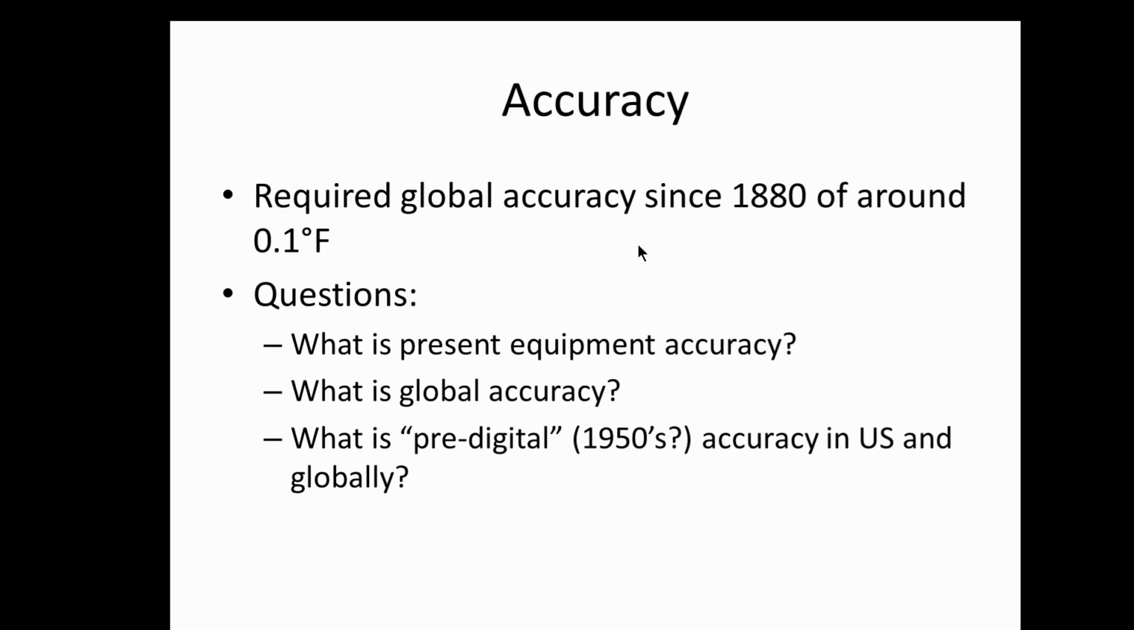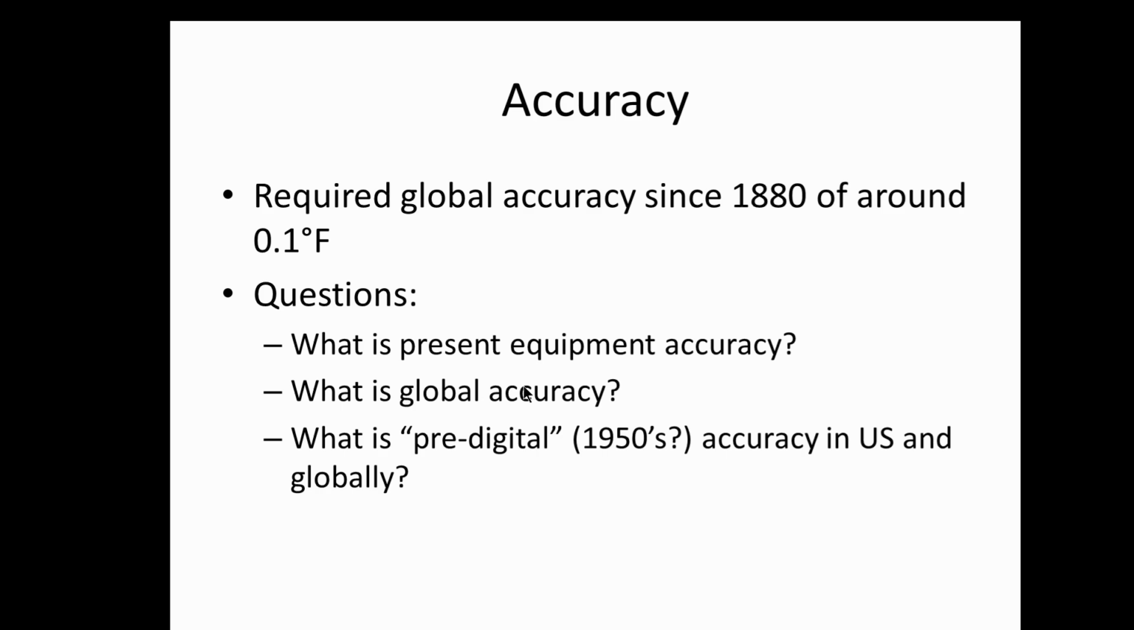Again, based on that chart and the previous data, there has to be a capability for measuring global accuracy since 1880 of around plus or minus 0.1 degrees Fahrenheit. So my questions, starting out, the basic one: what is our present equipment accuracy? Can you get 0.1 degrees Fahrenheit accuracy with present digital equipment, the kind that is probably part of the measurement network around the US and around the world?